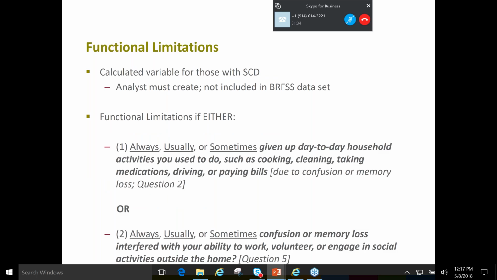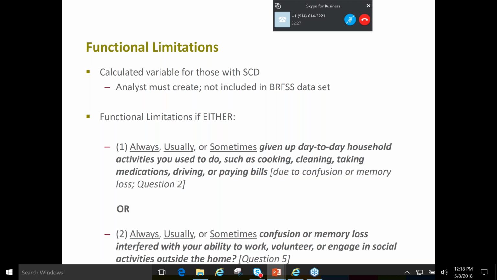Something that we find useful to calculate as part of our analyses is what we call functional limitations. So this variable is calculated for those that we categorize as having subjective cognitive decline. And I say calculated variable, it's something that an analyst must create. It's not included in the BRFSS dataset. If you're familiar with the BRFSS dataset, or you become familiar with it, which we hope that you will if you're not already, there are already some calculated variables in that dataset that are provided by the wonderful team that manages the BRFSS data here at CDC. This functional limitations variable is not part of the already calculated variables. It's something that an analyst would have to create.